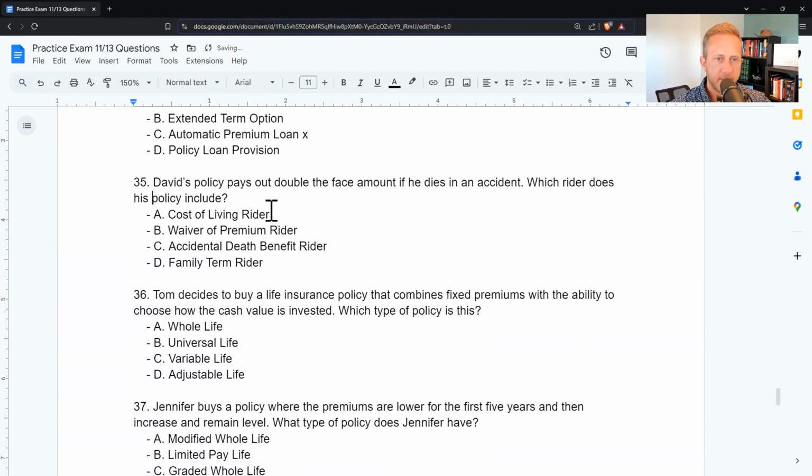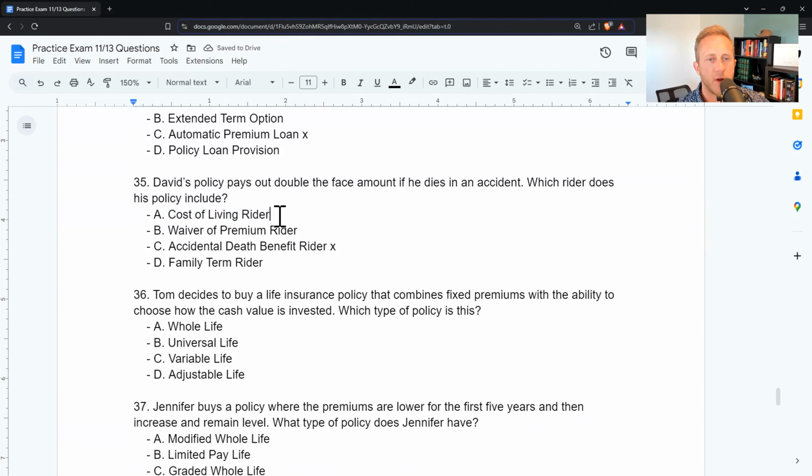Okay, David's policy pays out double the face amount if he dies in an accident. Which rider does his policy include? Cost of living rider, we talked about this, how it increases the face amount if the person dies as a result of an accident, increase the death benefit. Waiver of premium rider will pay his premiums if he is disabled. The correct answer is the accidental death benefit rider.